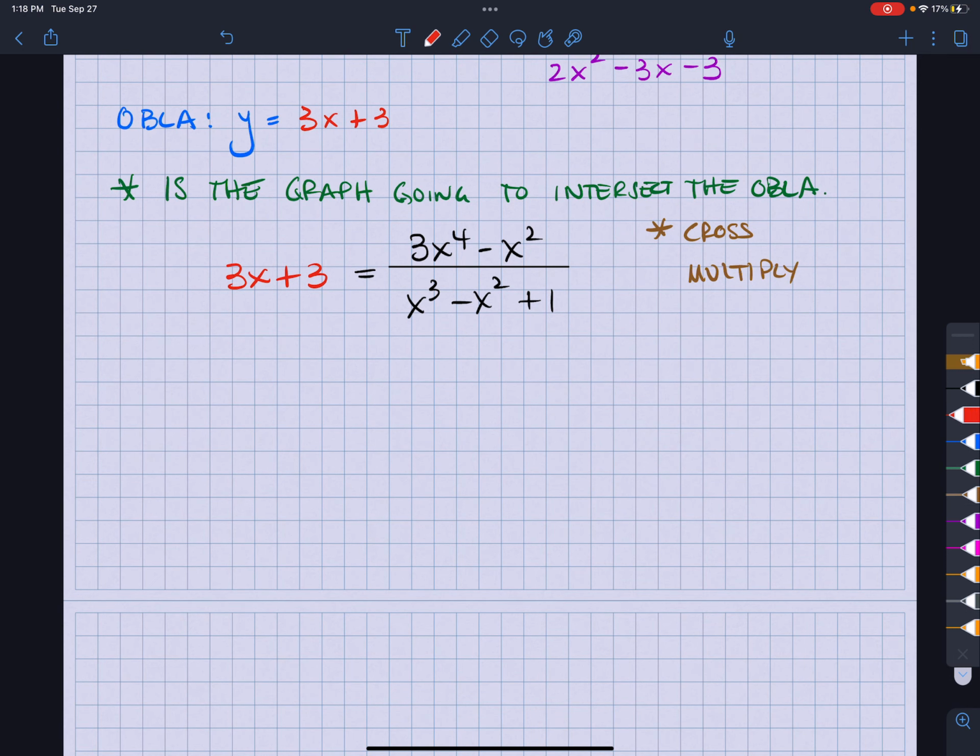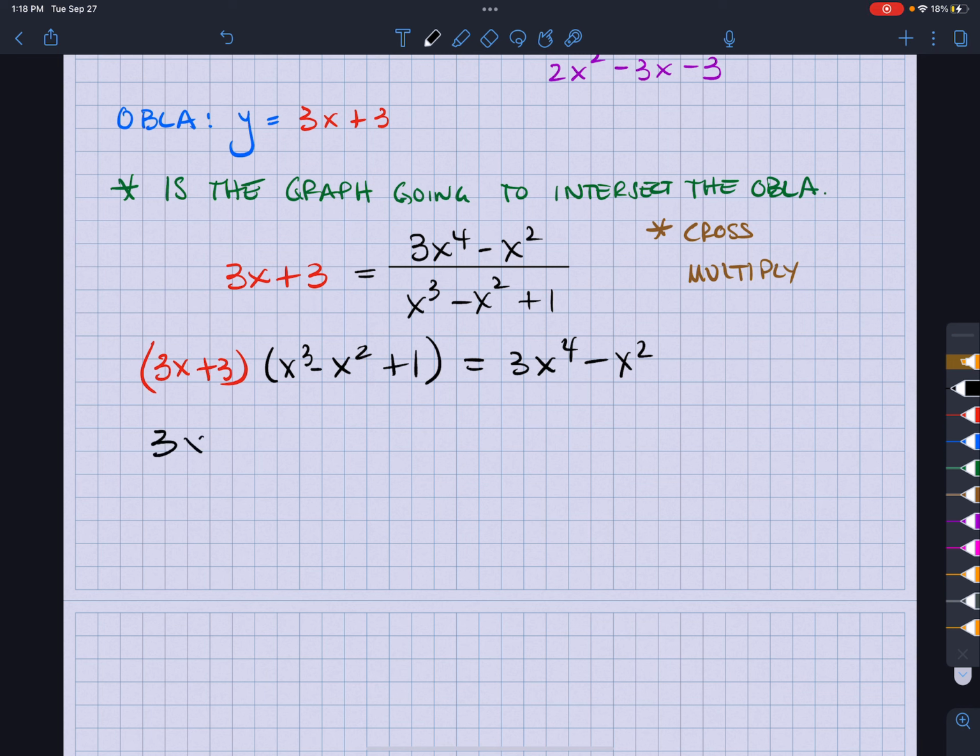So if I cross multiply, I get times, and that's going to equal to, so let's see what happens here. I have no idea what's going to happen. Let's see what happens. So I got 3x to the fourth minus 3x to the third plus 3x to the third minus 3x squared plus 4.